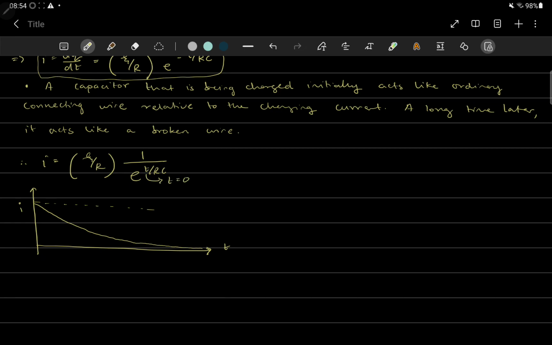Now this maximum value over here is of course when this expression is at its initial value, which means t is at 0, right? Which means that the exponential will go to 1, and therefore this is at I equals zeta by R, which is basically the amplitude of this expression.